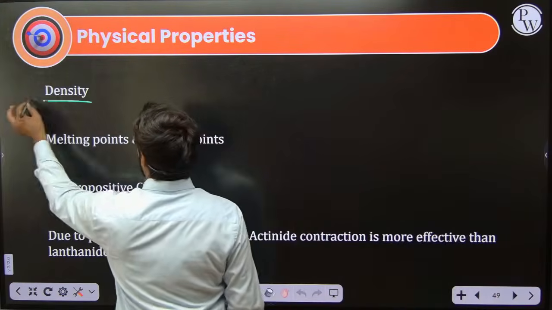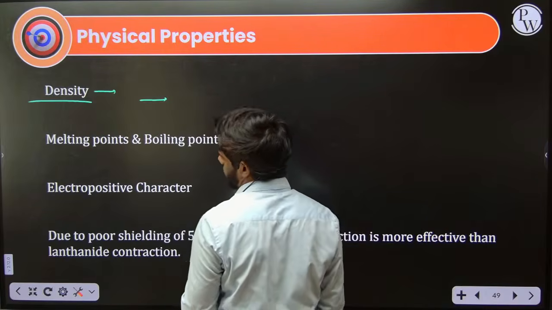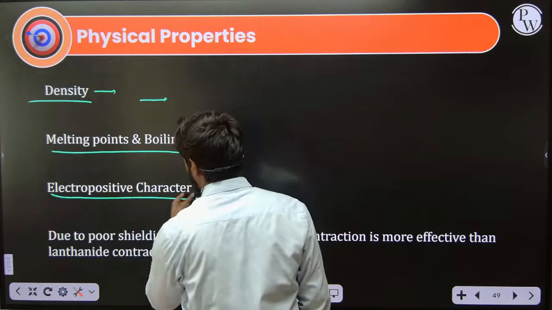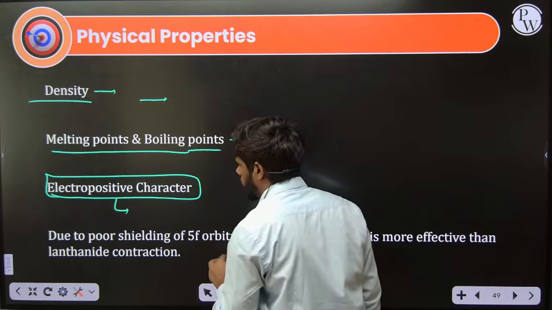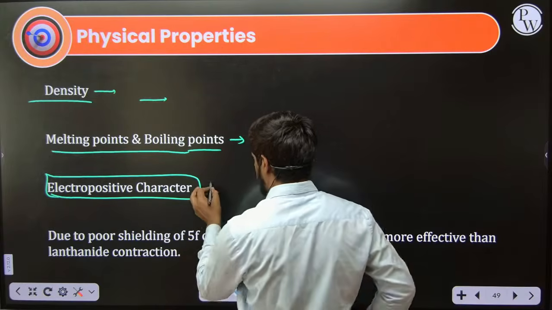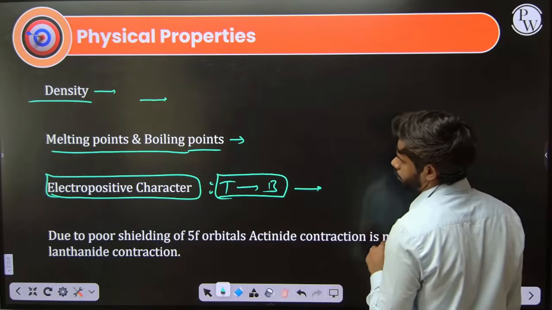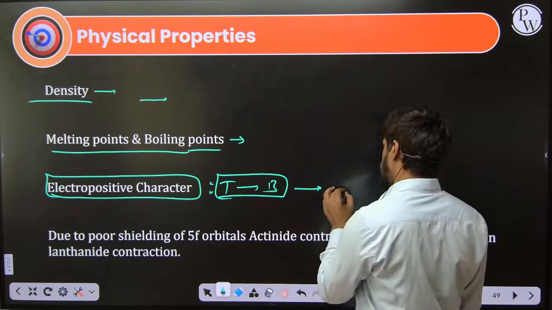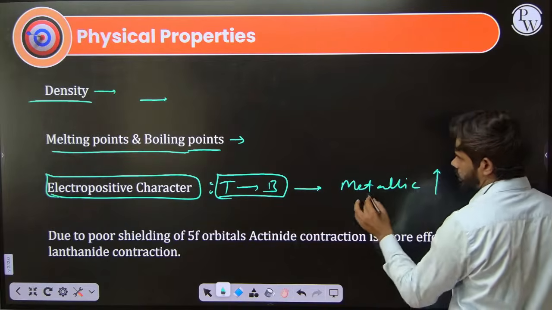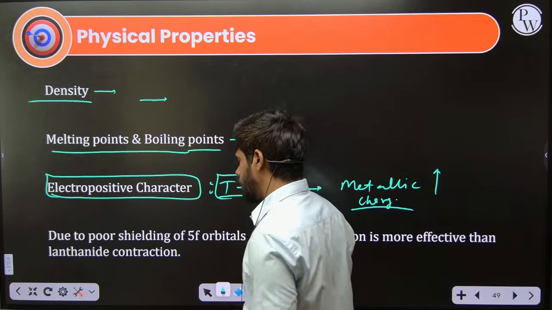Next, properties. Normally, going left to right, density increases. Melting point and boiling point also increase. Electropositive character is very important. Going from top to bottom, in actinides or lanthanides, metallic character increases. If metallic character increases, its electropositive nature will also increase.